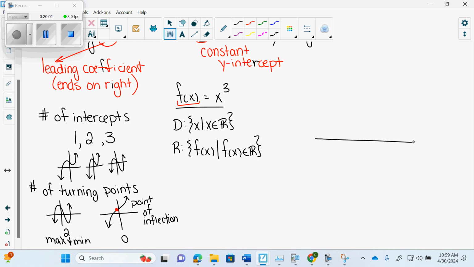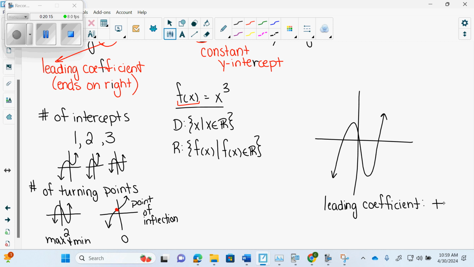Okay, if I gave you a graph instead of an equation, say I gave you a graph like this, what could you tell me about the leading coefficient? The leading coefficient is positive. Why? Because it is up on the right, correct? What could you tell me about my y-intercept or my constant? Positive or negative? Positive. Please write the word positive on an actual exam. So that's cubic, correct? What's the last one we didn't do?